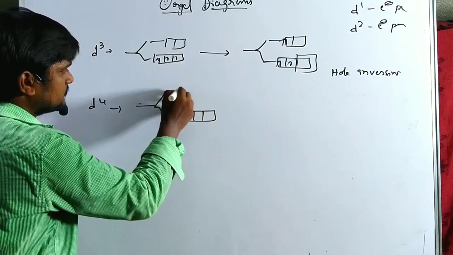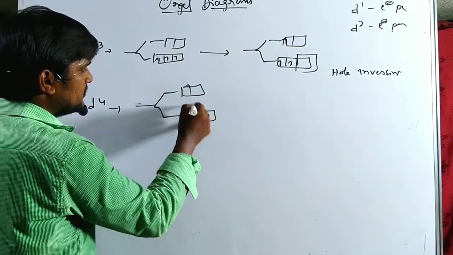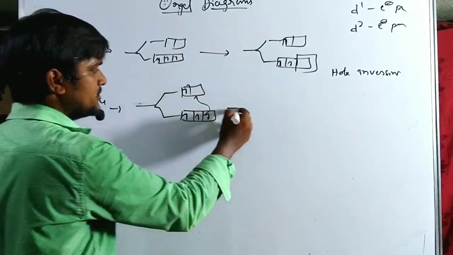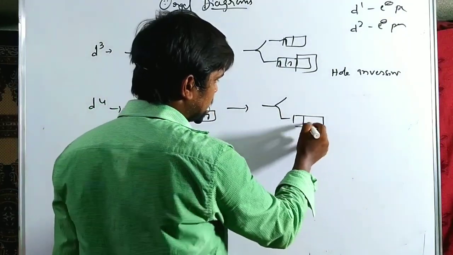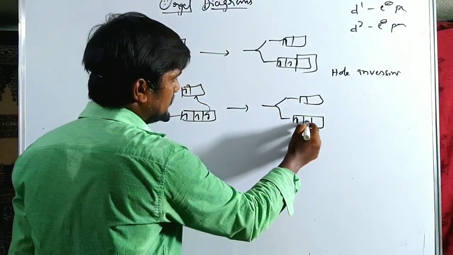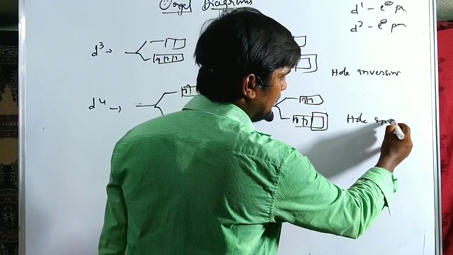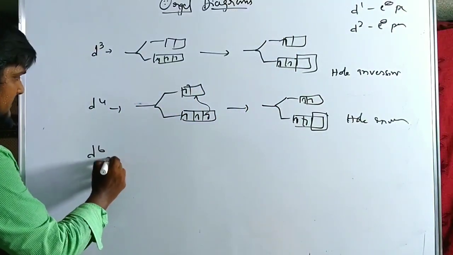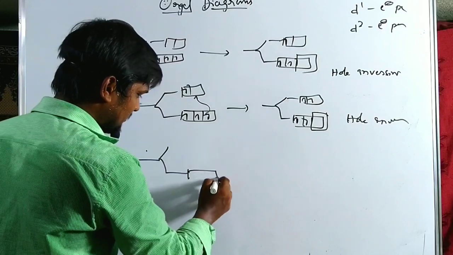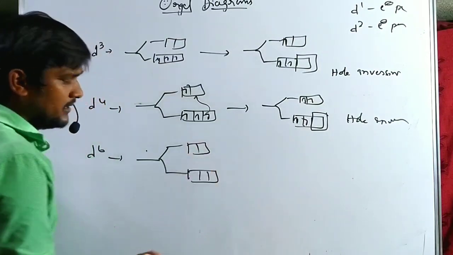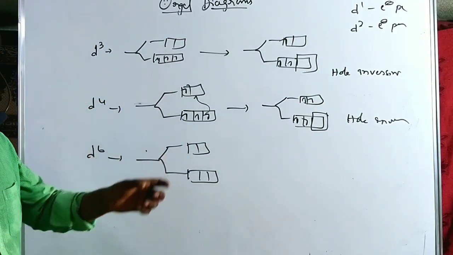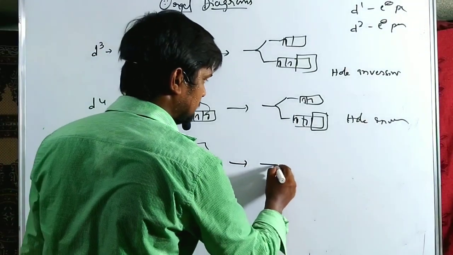Now what about D4 configuration? 1, 2, 3, 4. Here the last electron jumped to the higher energy level. Here it is also hole inversion. Now what about D6 case? No, we did not discuss D5. We are discussing the D5 case at the ending of this video, if it is possible.